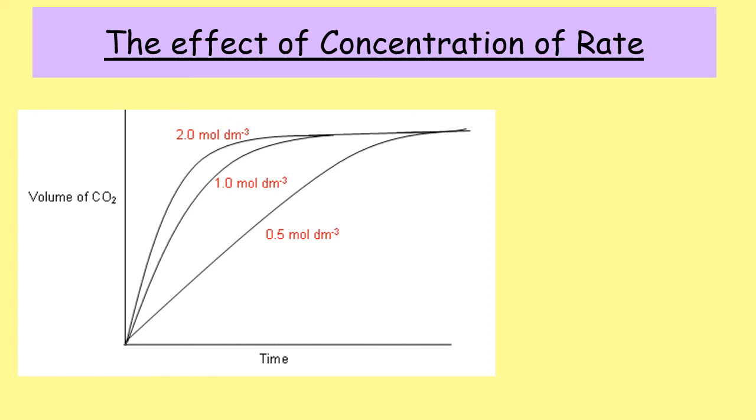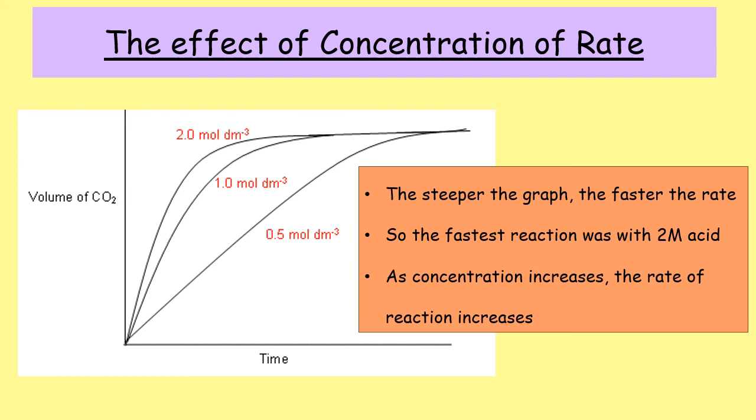You can see that the bottom graph, the one that's lowest down, that is the least steep, is the lowest concentration of acid. Then the one in the middle is the medium, and the one that is the fastest is the highest concentration. The steeper the graph, the faster the rate. So we know from this that the reaction done at 2 mol per dm cubed of acid is the quickest, and the one at 0.5 is the slowest because it's less steep. The steeper the graph, the faster the rate.